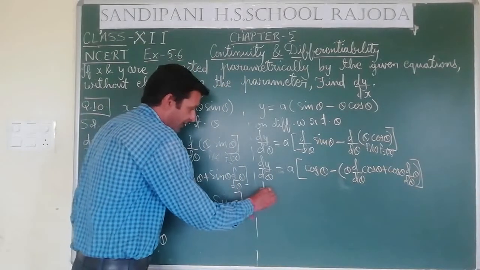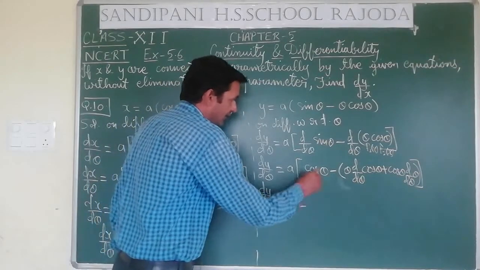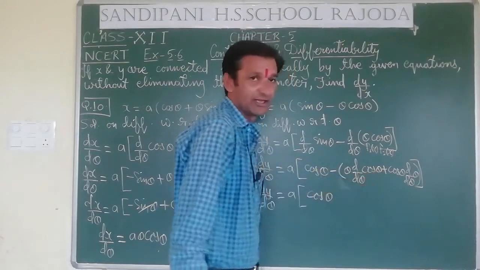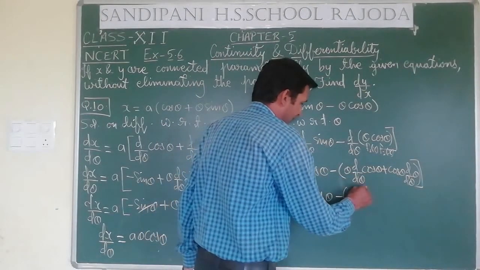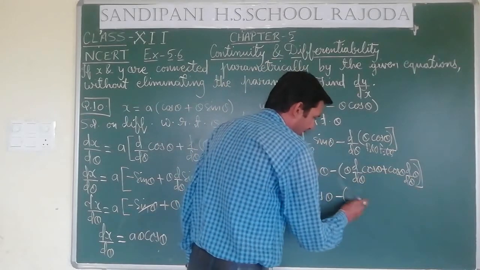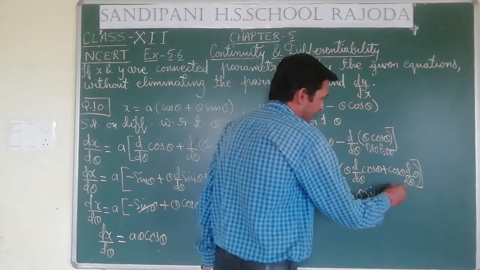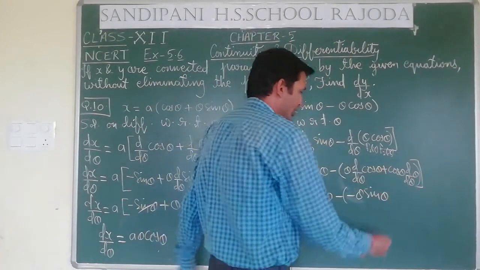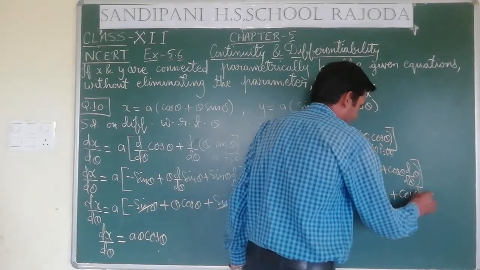Now dy by d theta is equal to a. It is cos theta, that will be as it is, but differentiation of cos theta will become minus sin theta. So it will be minus theta sin theta. And here differentiation of theta with respect to theta will be 1, so 1 into cos theta is cos theta only. And then this bracket is closed.